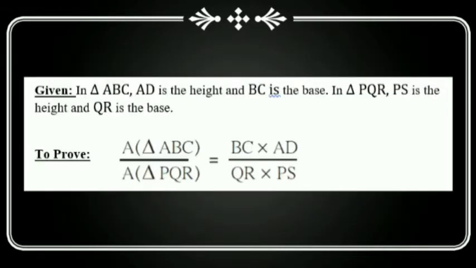Given in triangle ABC, AD is the height and BC is the base. In triangle PQR, PS is the height and QR is the base. To prove, area of triangle ABC divided by area of triangle PQR equal to BC into AD divided by QR into PS. Proof.